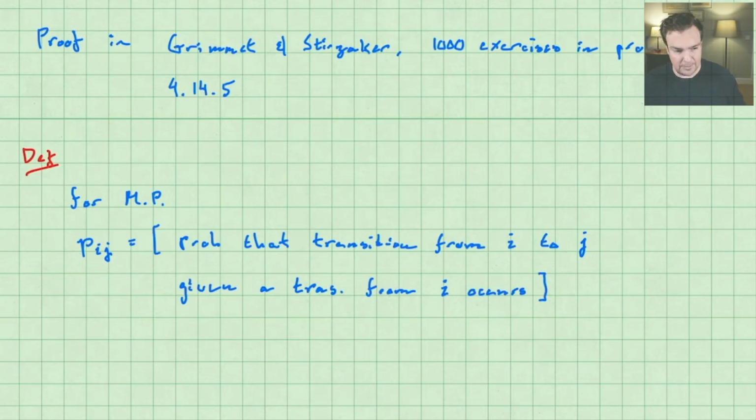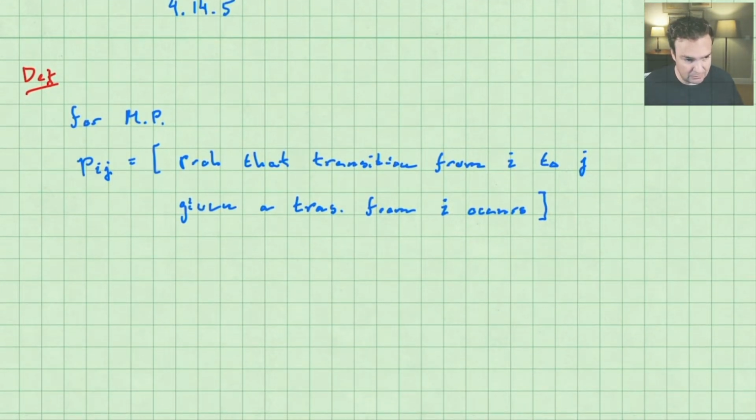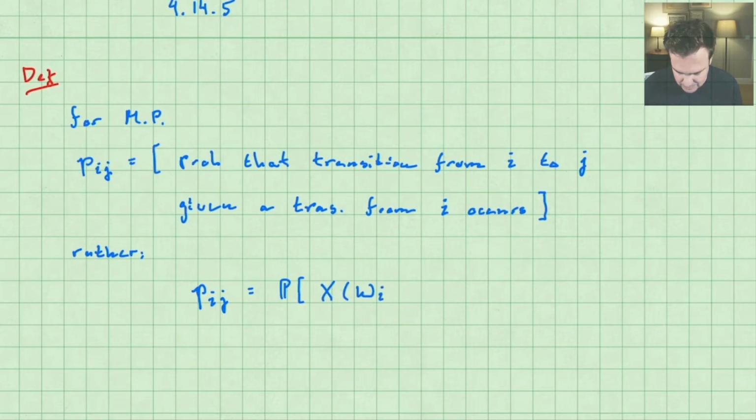And in our notation, we can rewrite that. P_ij is equal to the probability that X at the sojourn time, so that's the time it takes to leave state i after you've arrived at state i at time 0, given all of our conditions, is equal to state j.